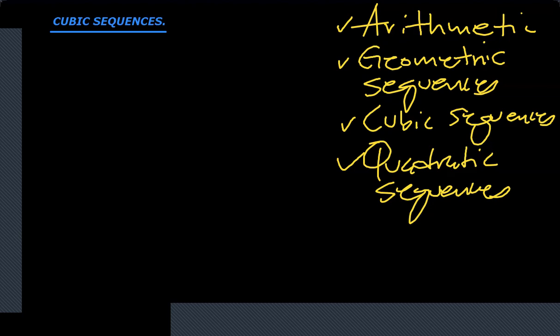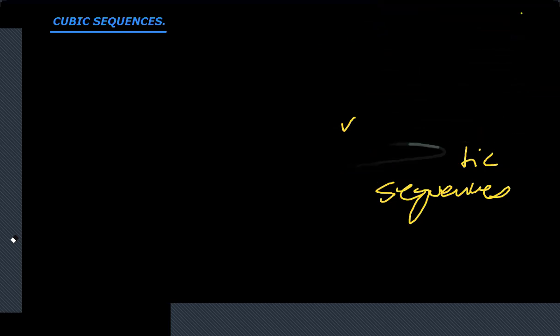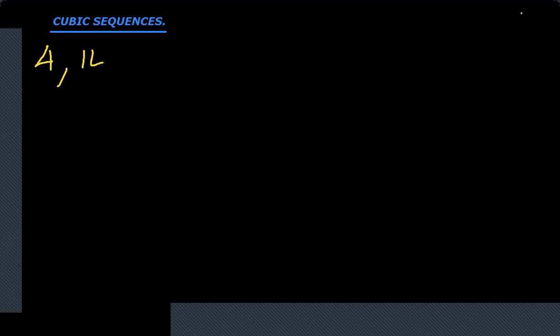I'll just erase what I have here, create more space. Now, I'll have an example quickly for a cubic sequence. So my cubic sequence, which I'll give you as an example to explain, starts with 4. There is 14. There is 40. There is 88. And then there is 164.